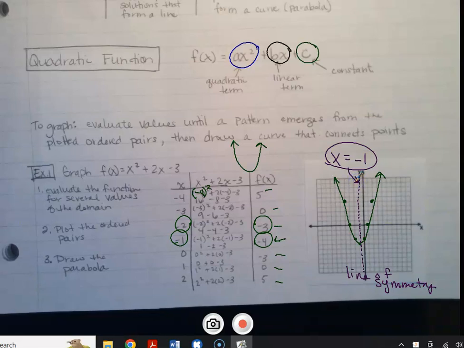Yeah, because I could fold it in half. And that is going to be very important for us to realize: if it's a true parabola, if we graphed it correctly, we should be able to fold it in half and find that line of symmetry. Okay? All right, so let's flip over to the other side.